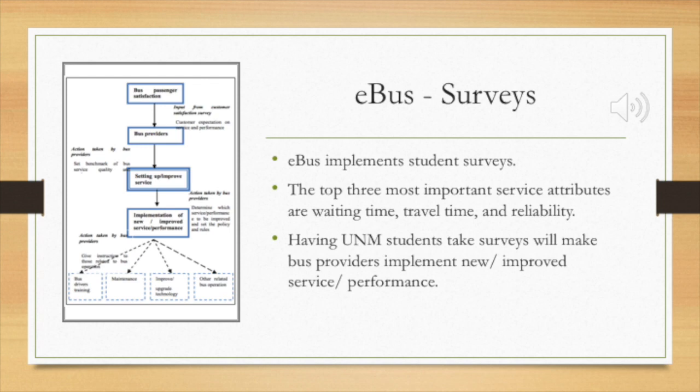Another great thing about eBus is that it implements surveys. The top three most important service attributes are waiting time, travel time, and reliability. Like the chart shows on the left, it starts off by giving surveys to students, which goes to the bus providers, which helps set up and improve services and implements them into new and improved services and performances.